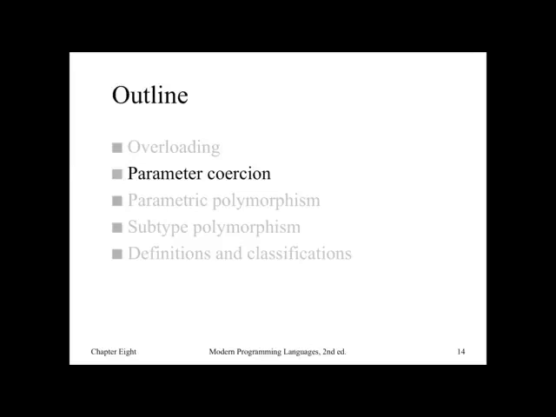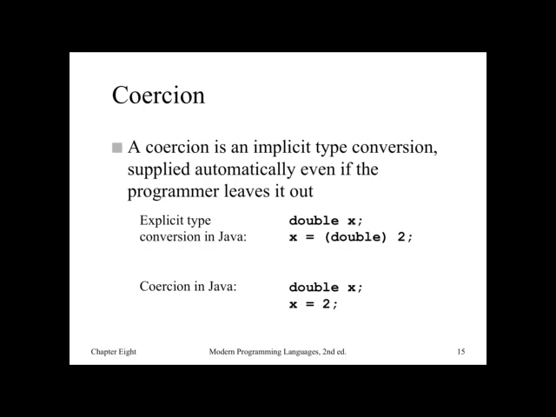Okay, we're working our way through polymorphism, and we're going to talk about parameter coercion right now. There's really two main concepts that are going to pop out of this section, and one of them kind of deals with types, and the other kind of deals with definitions. But we'll walk through it. And we're going to start with coercion.